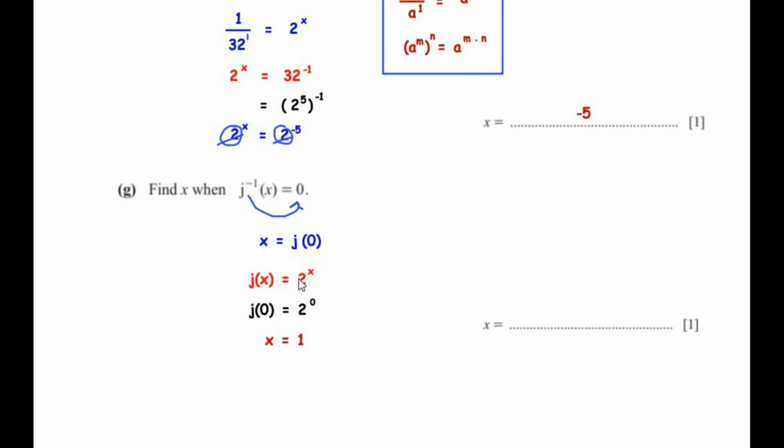Now the function j of x was given as 2 to the power of x. So in place of x we are going to replace 0. So j of 0 will be equal to 2 raised to 0. And remember, this is another law of index, that is anything raised to 0 will always give you 1. So here 2 raised to 0 becomes 1 and j of 0 was equal to x. So the value of x we get here is x equal to 1. So this is our answer.